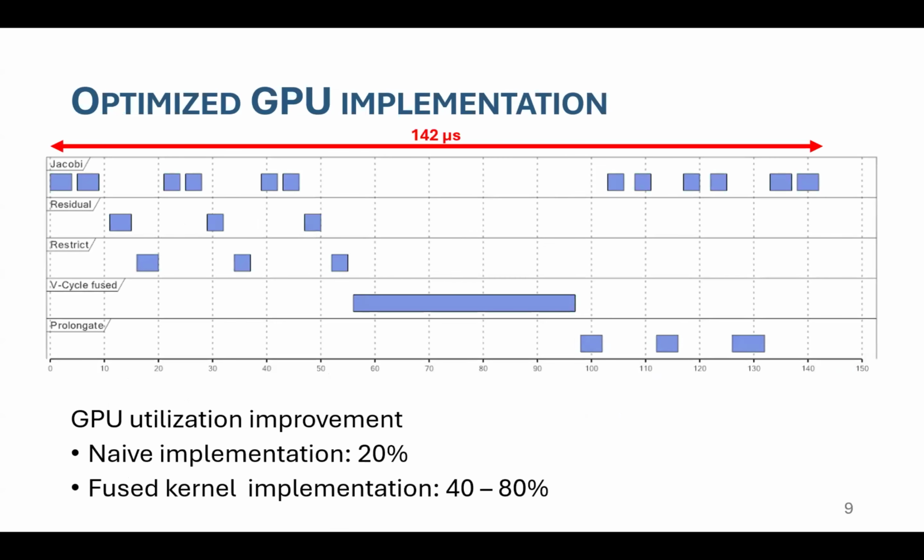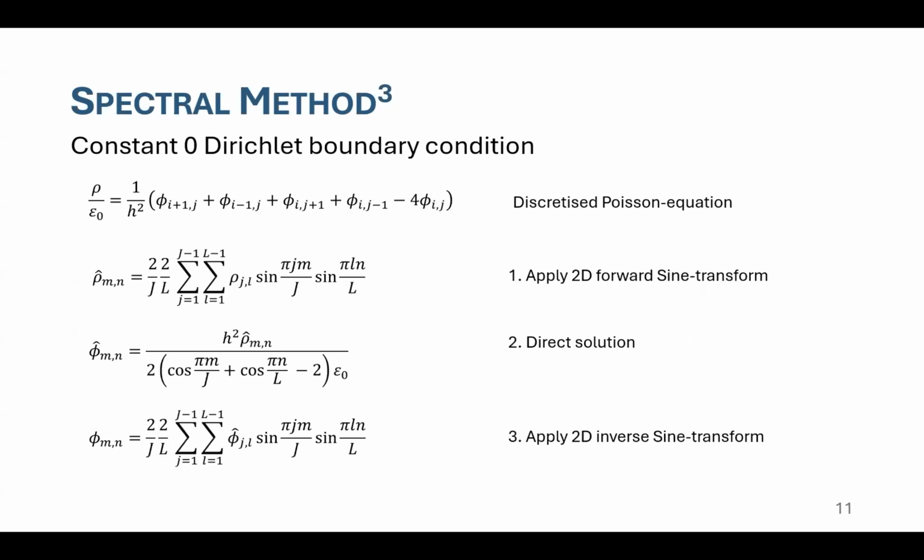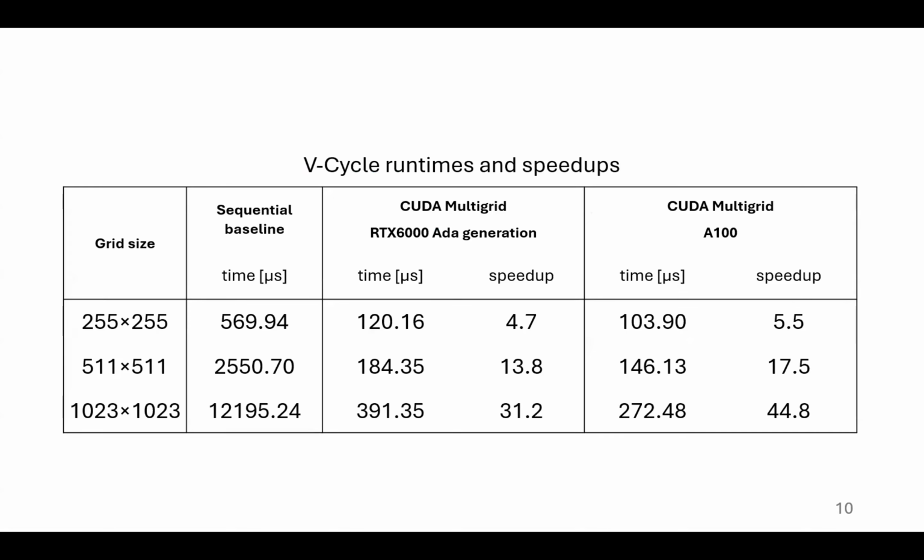And as you can see on the trace, drastic runtime improvements, and the GPU utilization jumped up to like 80%. This is really good. We don't want our GPU to idle. And after some benchmark measurements, we can see that, sorry, spoilers, for relevant grid sizes for plasma simulation, compared to the C++ baseline, on different GPUs, we have achieved from around 4 times to 44 times speedup for a single multigrid V cycle.